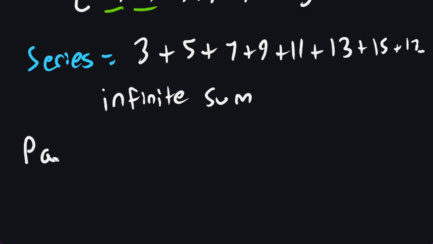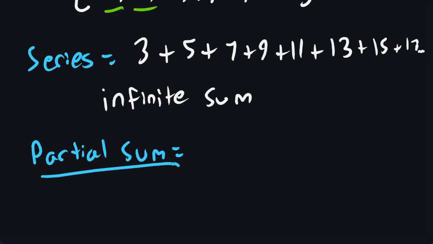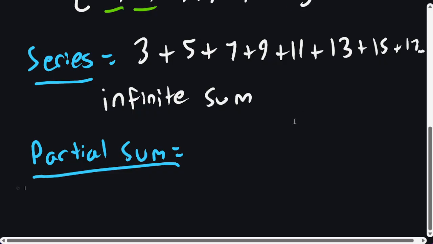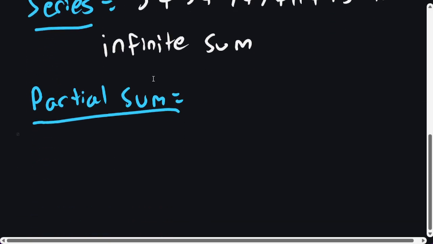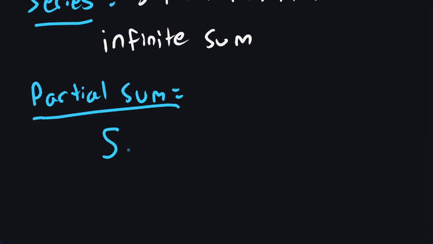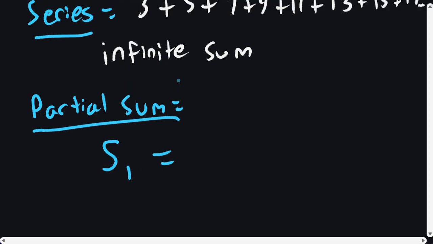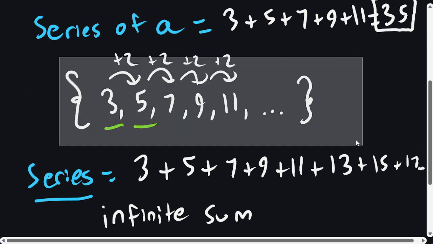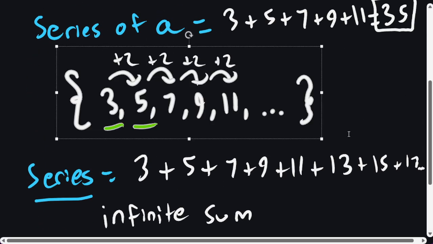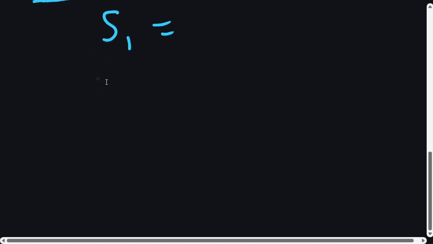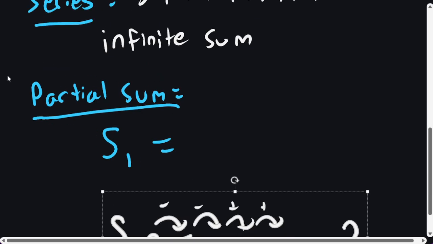So we can take the partial sum. The partial sum is just the sum of some of the terms of the sequence, not all of them. So partial sum we usually denote with the letter S. So let's say we have S sub 1 for this sequence, and let me go ahead and just copy and paste the sequence down here. That's easier to see.